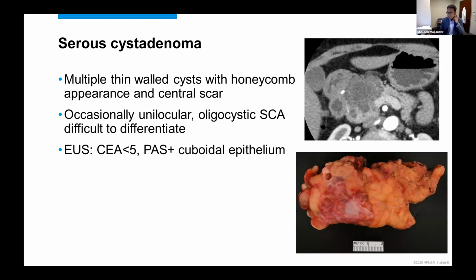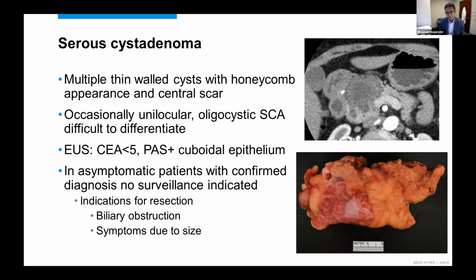Occasionally, these lesions will be unilocular, also described as oligocystic serous cystadenomas, and then it becomes really difficult to differentiate that from some other cystic neoplasms. On EUS, the cyst fluid CEA in serous cystadenoma is very low. Histology will often show a PAS-positive cuboidal epithelium. Here's a resected pancreas from a patient with a serous cystadenoma. You can see the cystic lesion there.